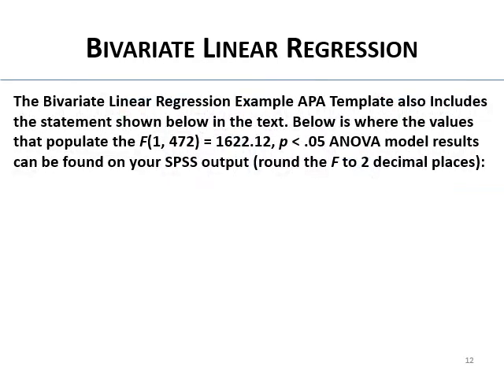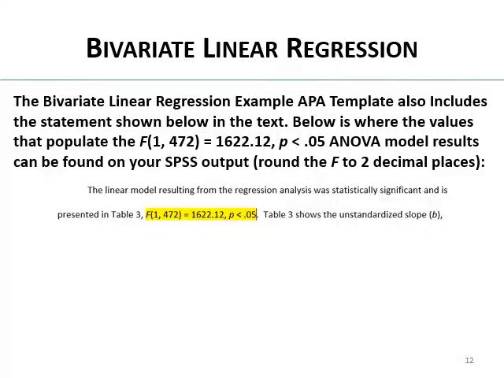So the APA template also has in the middle of a sentence this thing called an F test, which is an ANOVA test. We're going to talk about ANOVA in the future, but for now I just need to show you where this stuff comes from on your SPSS output so you could fill it in. So there's a sentence in the APA write-up: the linear model resulting from regression analysis was statistically significant. It's presented in Table 3, comma, F, blah, blah, blah.